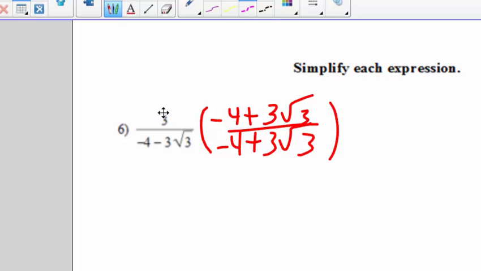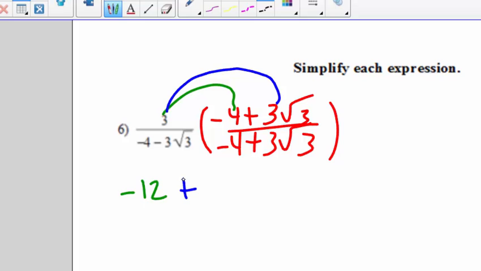When I do that, I'm going to take negative 3 times negative 4, and I'm going to get negative 12. I'm also going to take the 3 times the 3 to give me the positive 9, and then the root 3 comes along for the ride for the top.